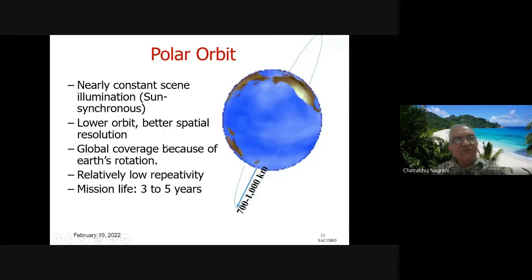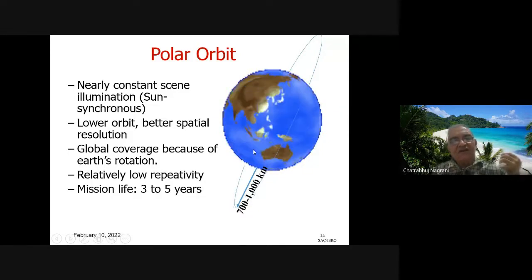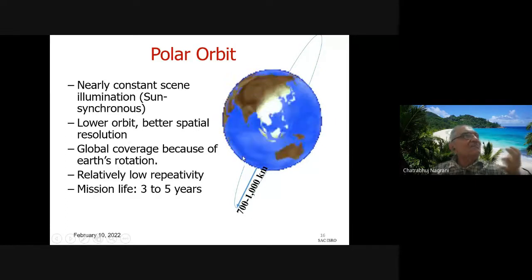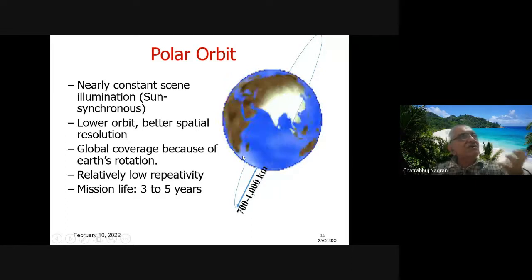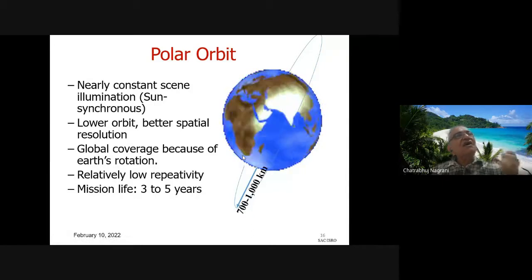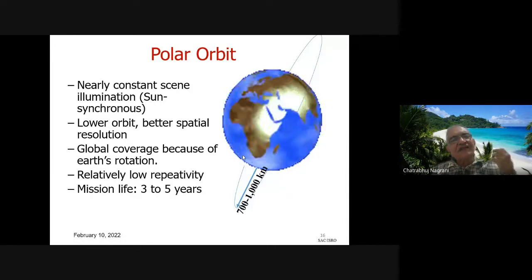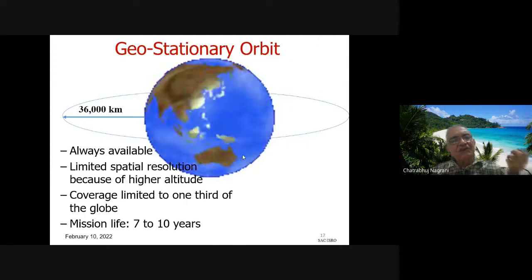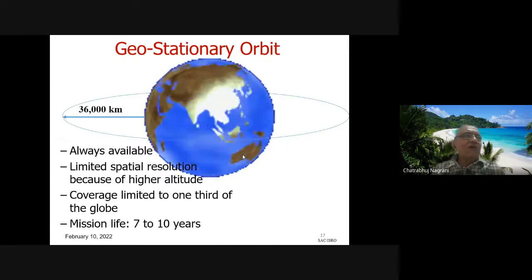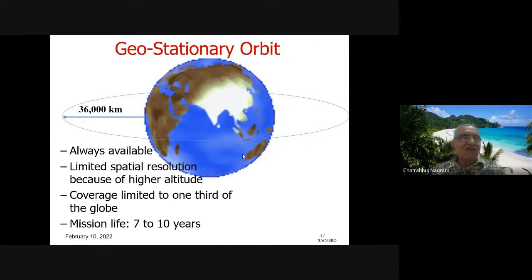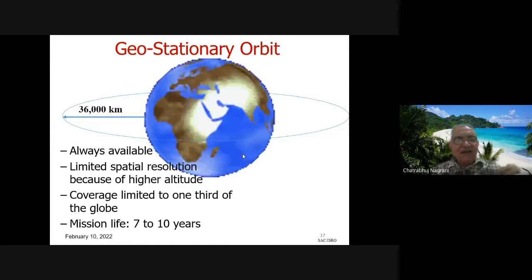Global coverage is possible, but because it is still at 700 to 1,000 kilometers, its life is not very long. Life is mostly determined by the fuel that you can load in the satellite. Anyhow, you have to do some corrections, and in the correction you lose a lot of fluids, or propellants, what we call fuel.